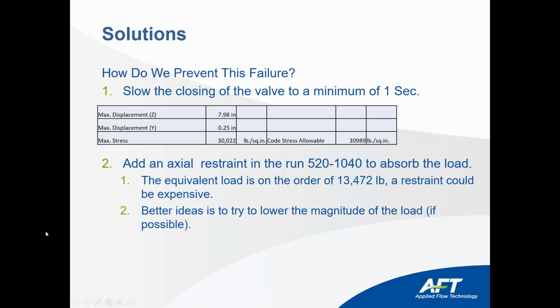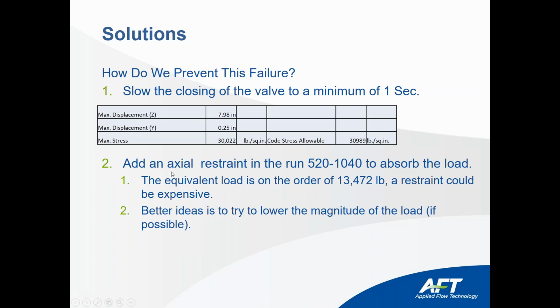So how do we prevent this failure from happening? The first option, and the least expensive, would be to close the valve slower. Initially, in the example, we closed it in 0.5 seconds. Here, you can close it in 1 second, and if you do so, you reduce the maximum stress to 30,000 pounds, which is 900 pounds below the allowable.